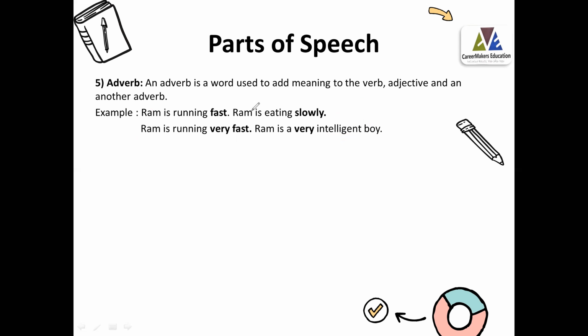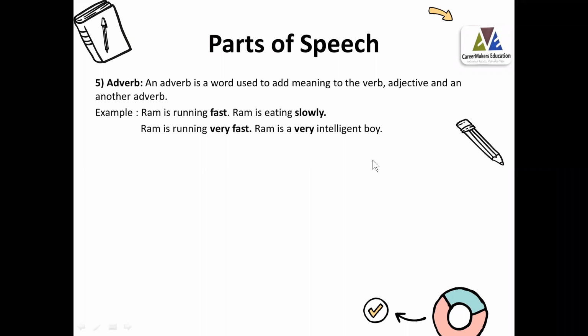So in all these three sentences, let us try to reiterate. Here, fast is adding meaning to the verb is running and hence it is an adverb. Over here, very is adding meaning to another adverb, fast. That means very is also an adverb. And over here, very is adding meaning to the adjective intelligent, and therefore very is also an adverb. Therefore, you need to remember that an adverb is a word that adds meaning to three things. Number one, it adds meaning to the verb, it adds meaning to an adjective, and it also adds meaning to another adverb. This is very important for you to understand.